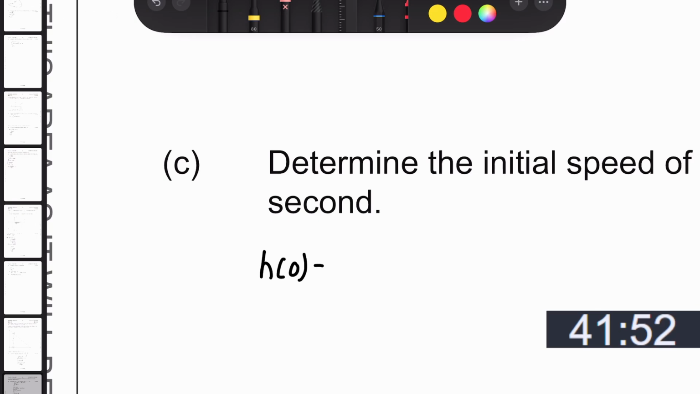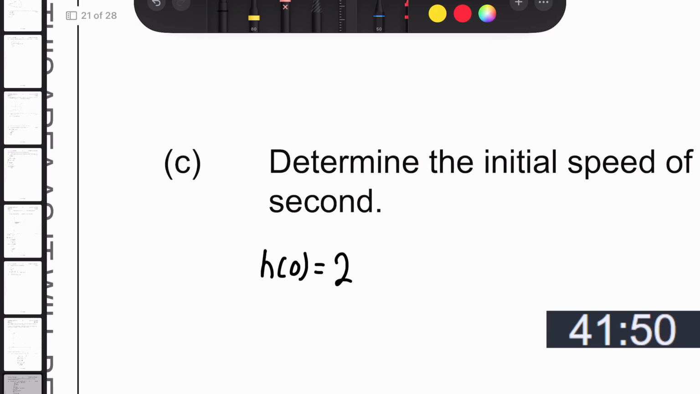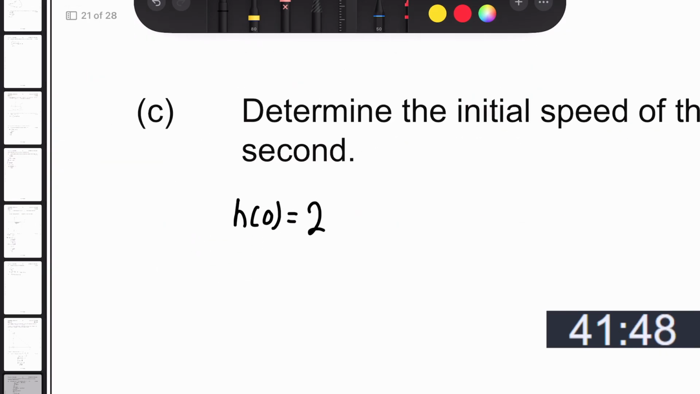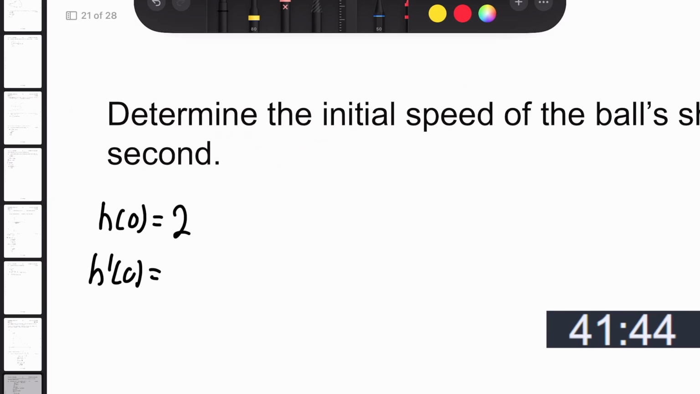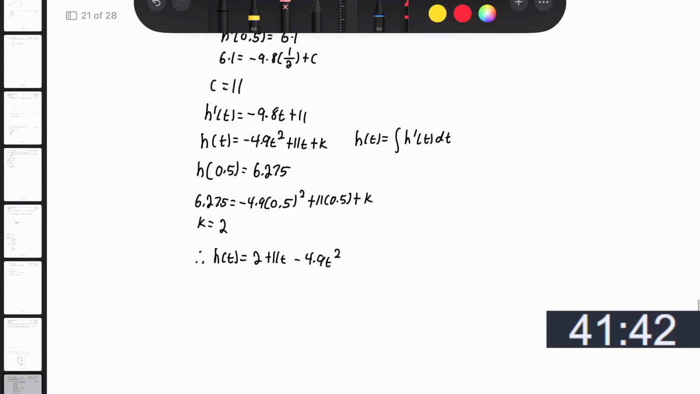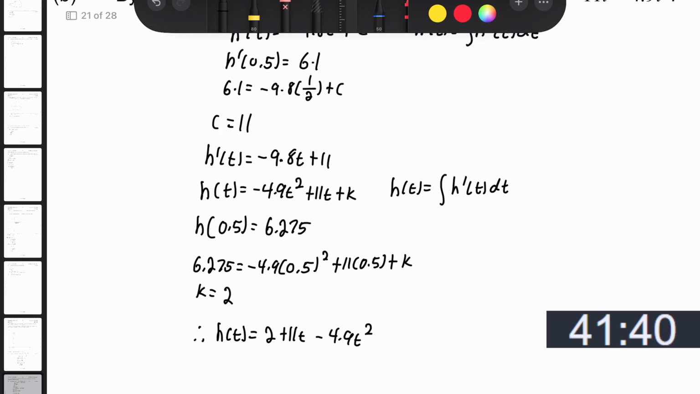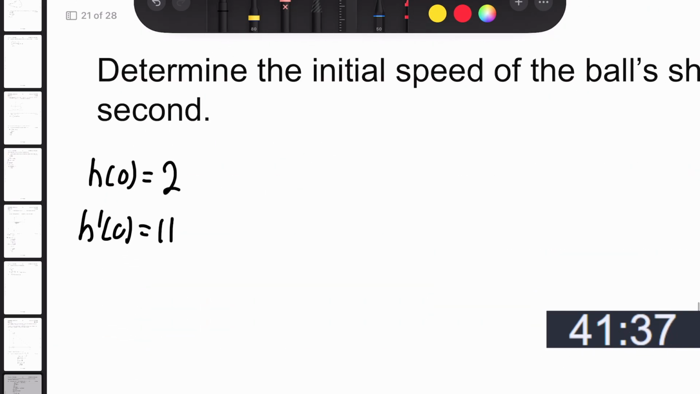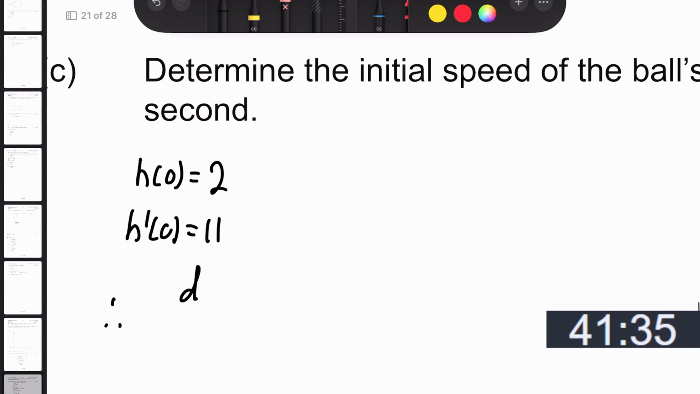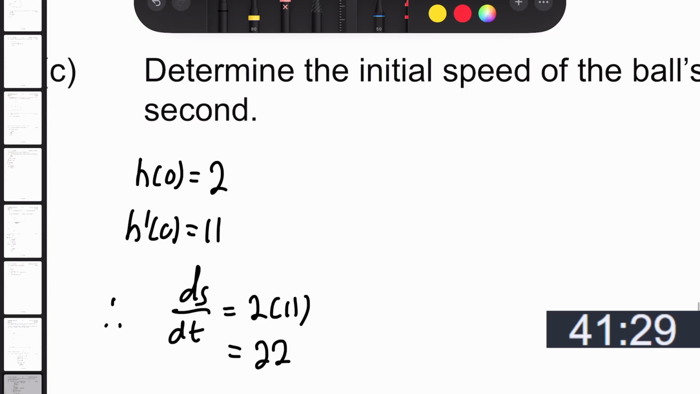So let's say h of 0 is going to be 2. And then h dash of 0 is going to be 11. Therefore ds/dt equals 2 times 11, which is going to be 22.